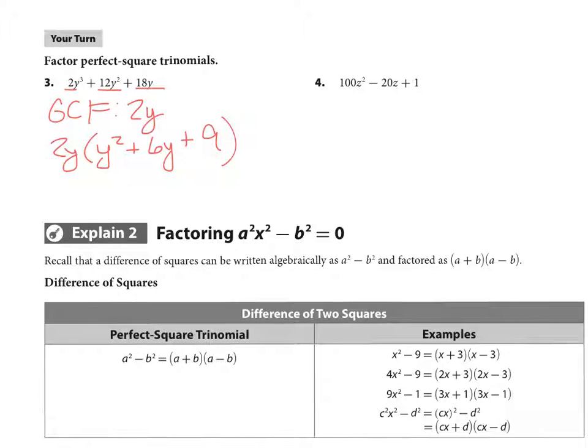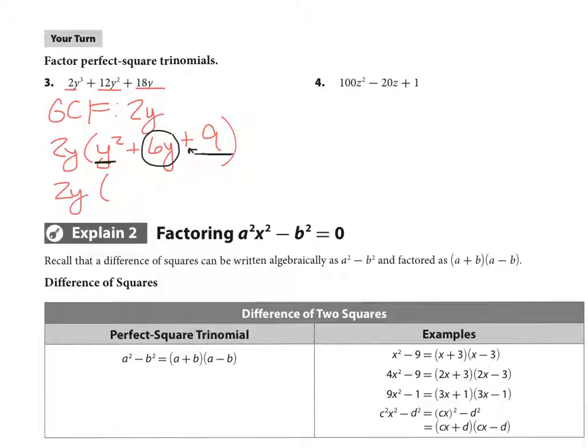Now, what makes this a perfect square trinomial? A couple of things. First, the first term and the third term both have to be squares. Again, that always has to be positive, because when you square two negatives, you get a positive. The other thing is this middle term has to be double the product of the two square root factors. So what does that mean? I have 2y.